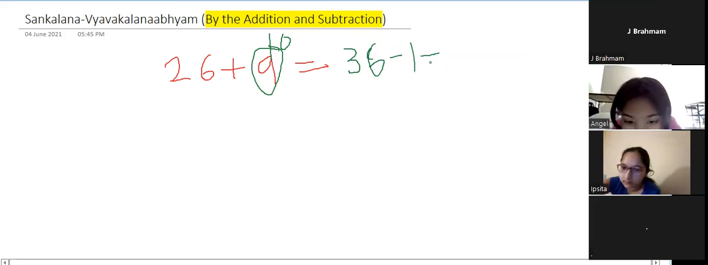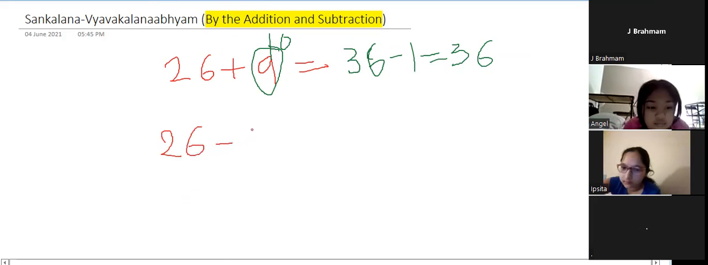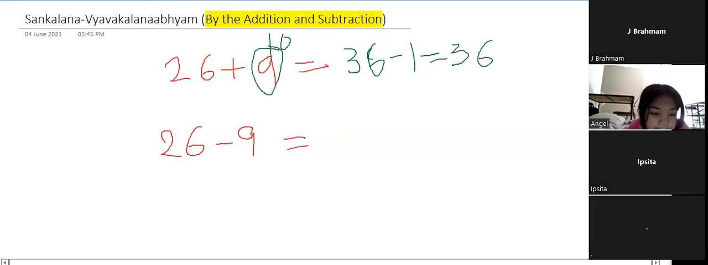Fine. This is the approach till now. Suppose the question is 26 minus 9. Instead of subtracting 9, we can subtract 10 because it is easy. Always we'll try to make the numbers round numbers. So now we'll subtract 10 in place of 9. So then this becomes 26 minus 10, which is how much?